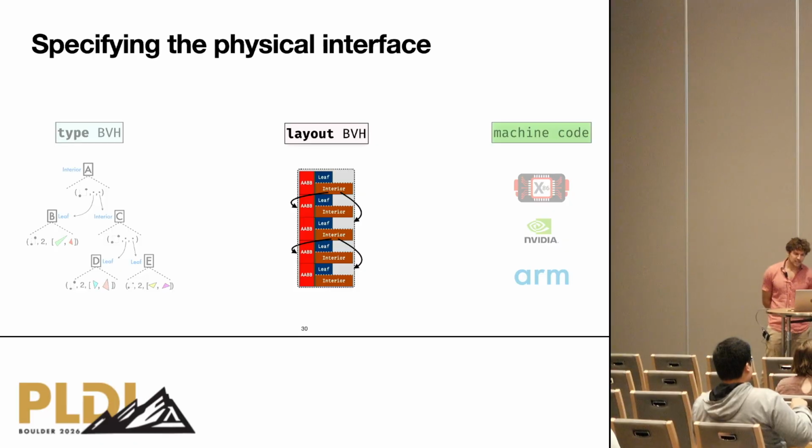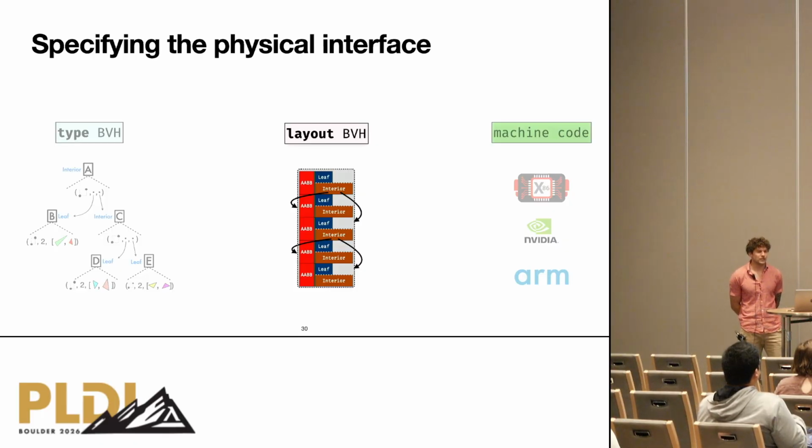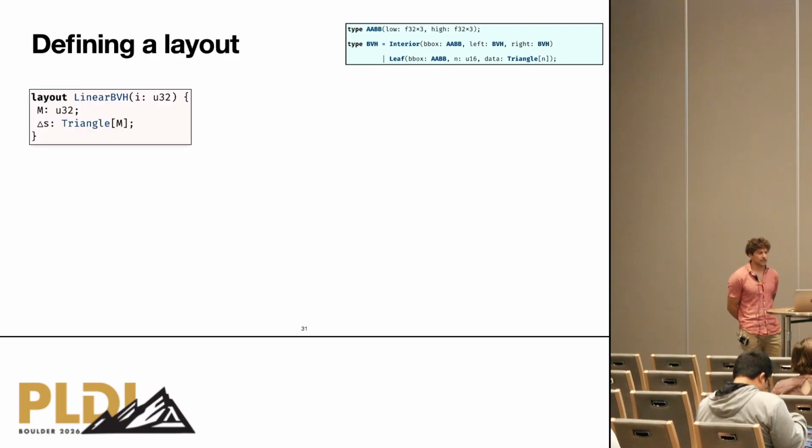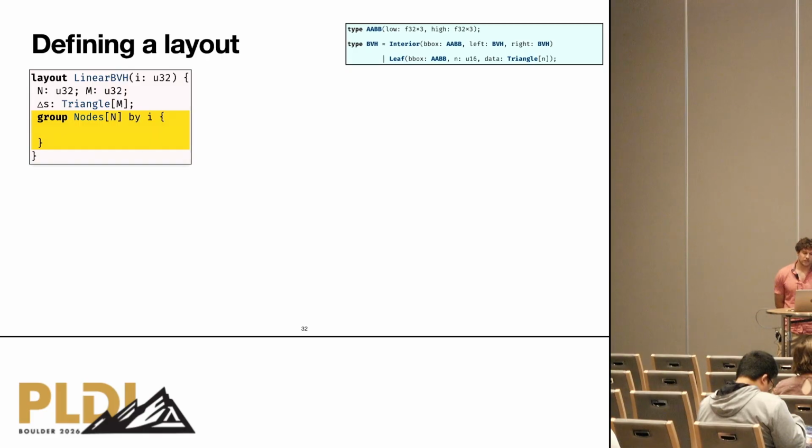Okay. In the next part of this talk, we'll talk about specifying the physical interface of the BVH implementation, focusing on our layout language. And so to introduce the constructs of the layout language, we'll build the layout from the ground up. Here we begin by defining a layout called linear BVH, which currently only contains an array of triangles over which we'll construct the BVH nodes. And so the first construct we'll discuss is a group, and we'll do this by showing an example.